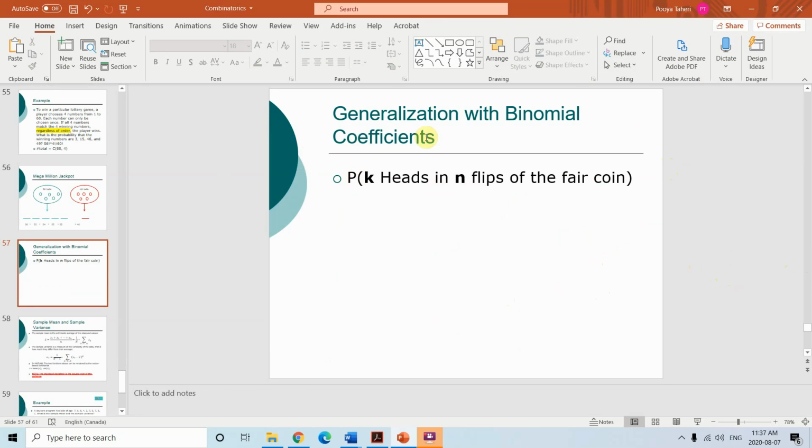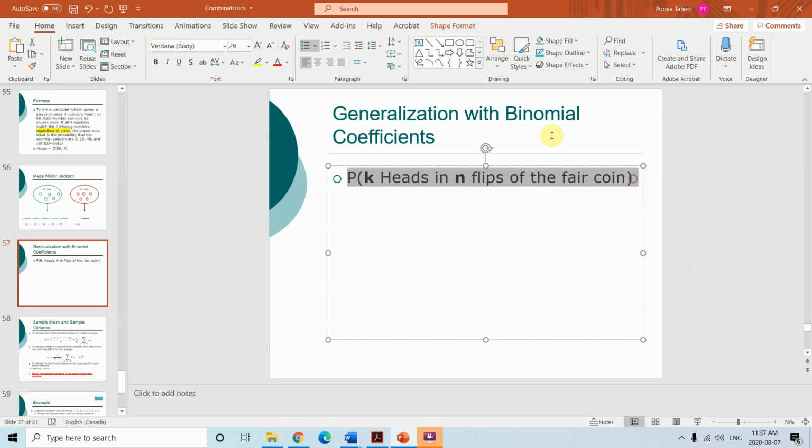So this again, a summary of the Bernoulli trial. If you want to say exactly k heads in n flips of a fair coin, then this is a typical Bernoulli problem.